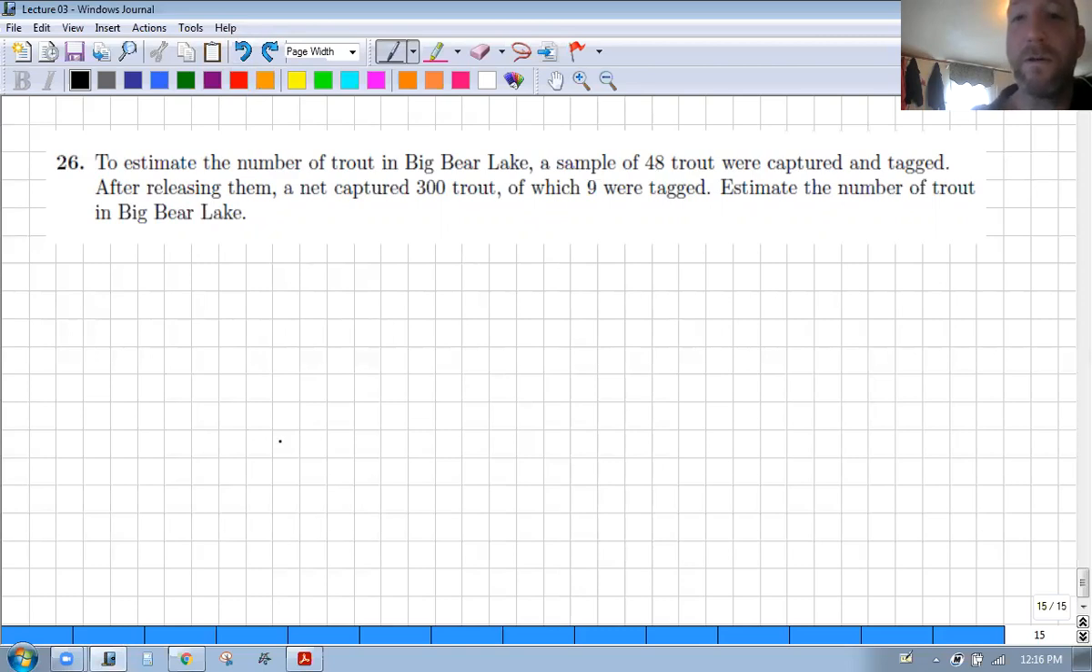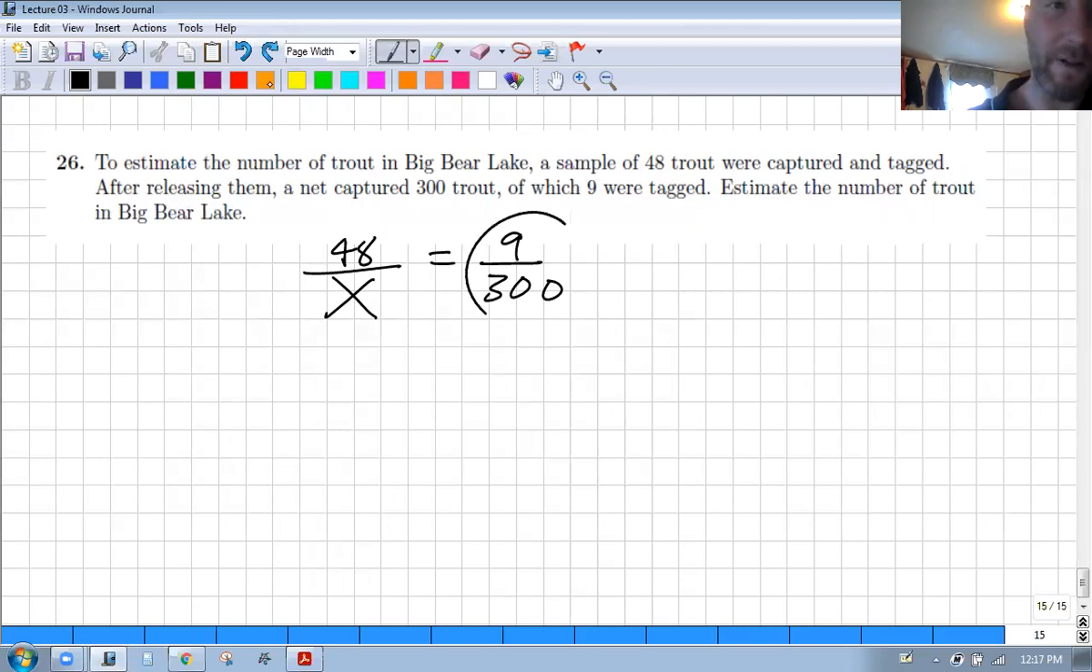All right. So we know that 48 out of all the fish in the lake are tagged. X is the number of fish in the lake. We reached in, tagged 48 of them. So here's our proportion: 48 out of all of them. Then they reach in a net, they catch 300 and 9 were tagged. So 9 out of 300 are tagged. So 48 out of the total versus 9 out of 300. This is a standard way to estimate populations.